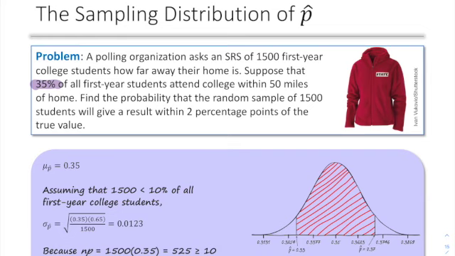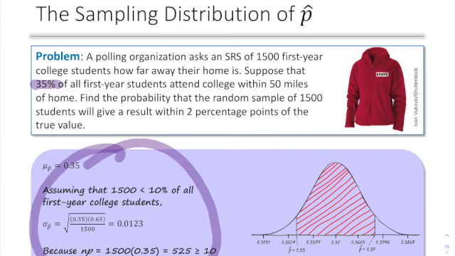We can assume that 1,500 is less than 10% of all first-year college students, because that's all over whatever country or the world or whatnot, because it does not give us much of a parameter there. So then we can calculate standard deviation. So we get 0.0123. And then because n times p and n times 1 minus p are both greater than or equal to 10, then we know it's approximately normal.